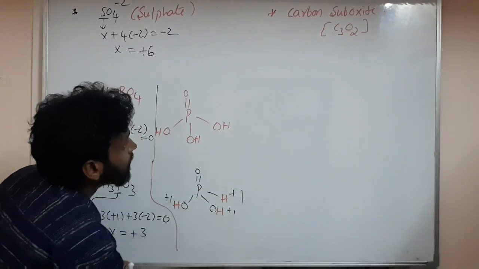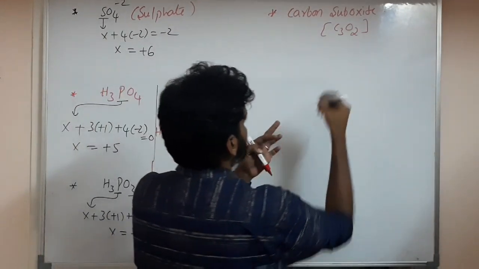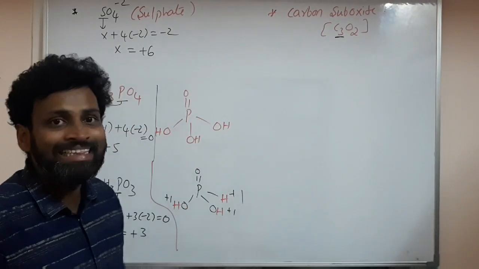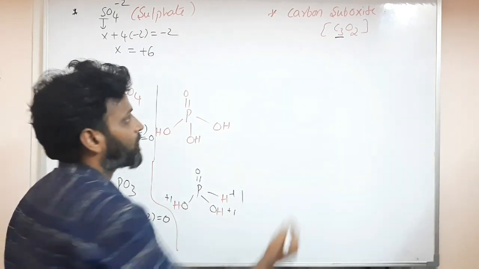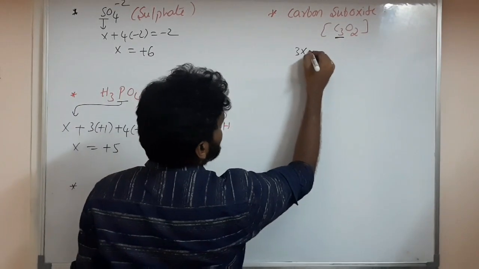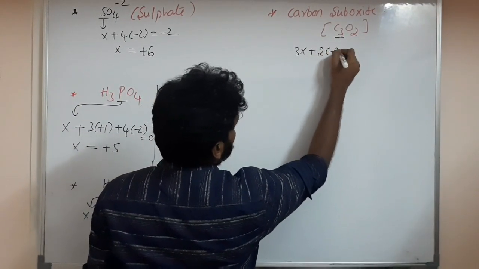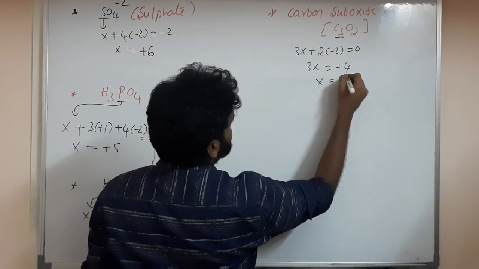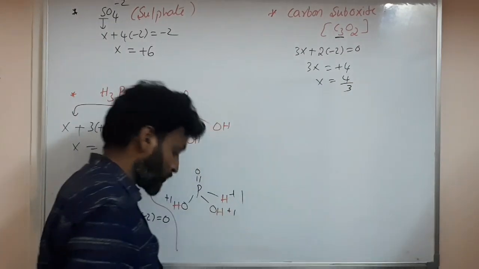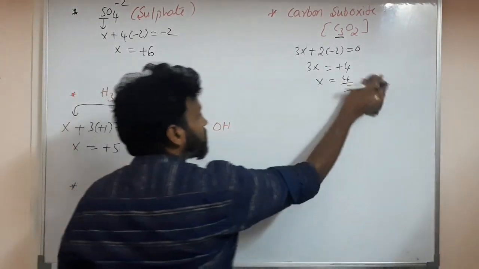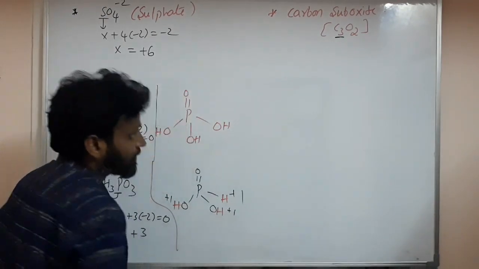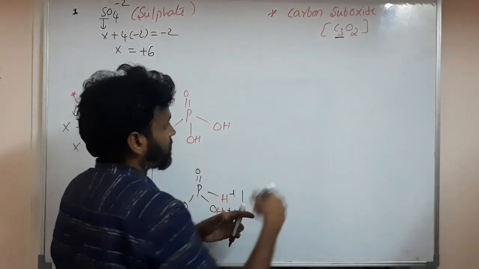So for CO2 everybody will say, what is the carbon oxidation state? Carbon oxidation state in C3O2, carbon suboxide: if you calculate 3x plus 2 into -2 equals 0, 3x equals +4 and x equals 4 by 3. This is wrong. Yes, wrong. So this is an exceptional example. Remember, carbon suboxide.